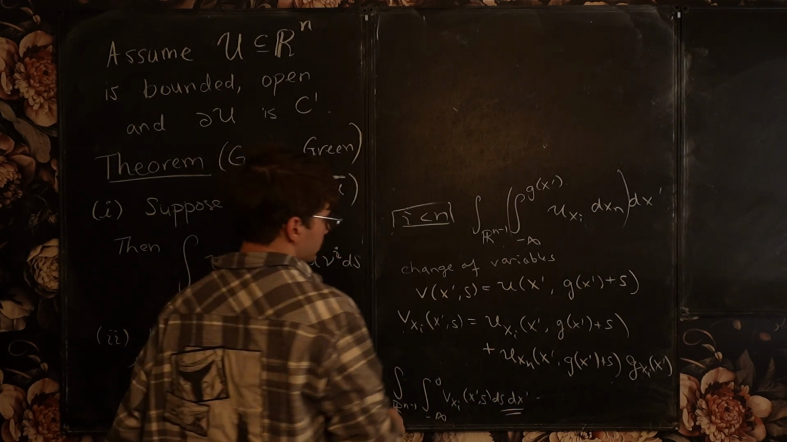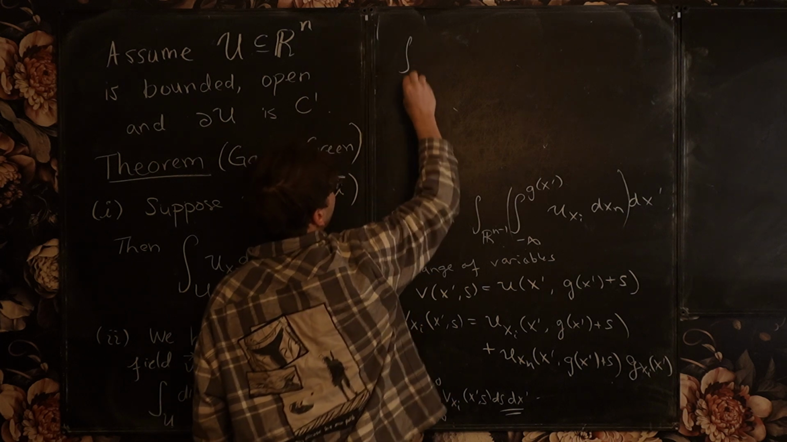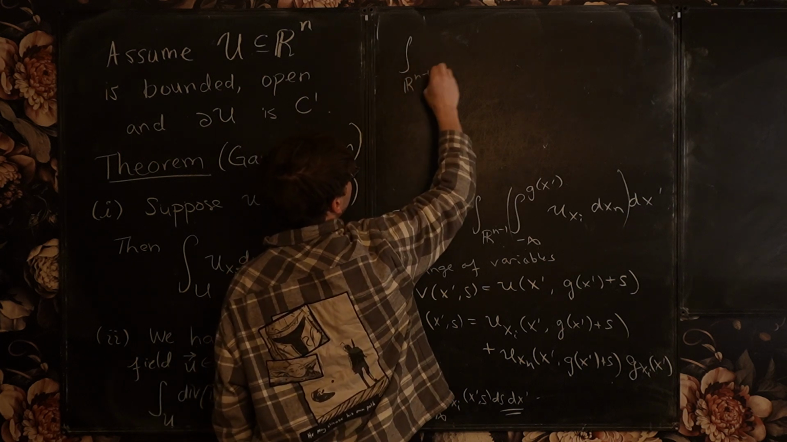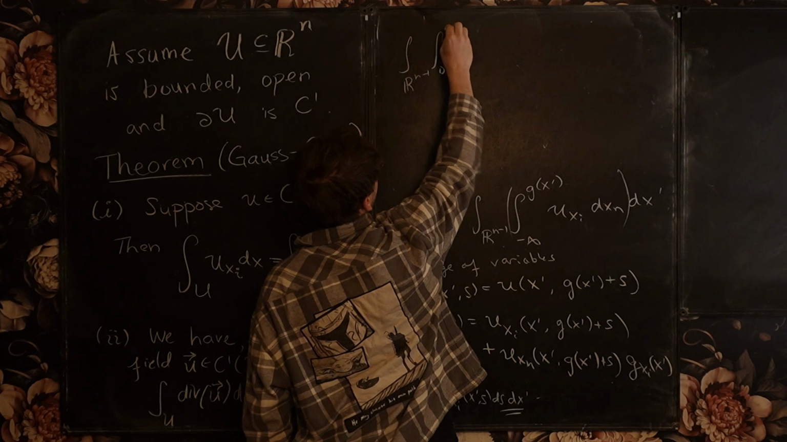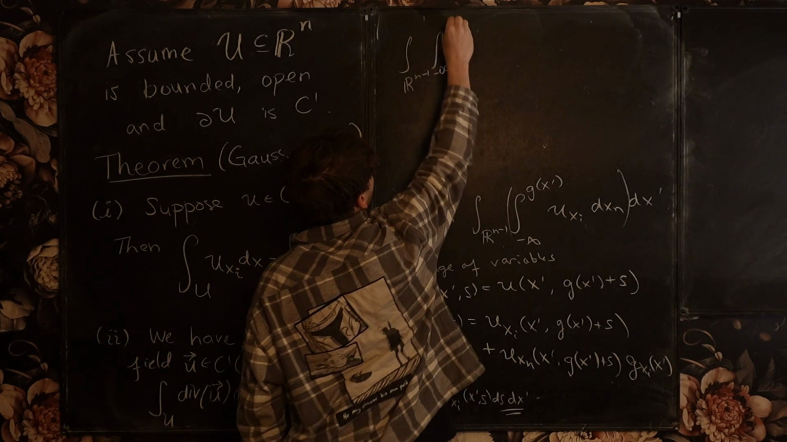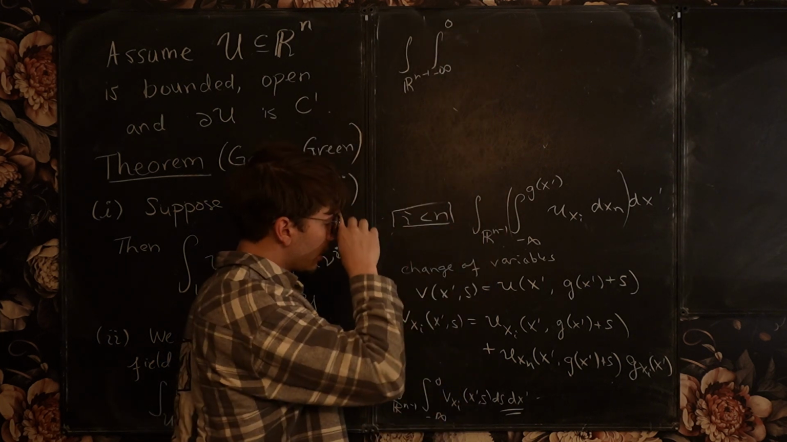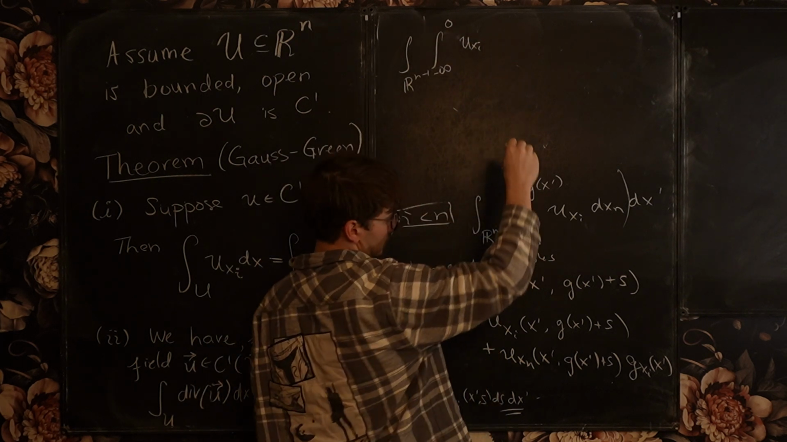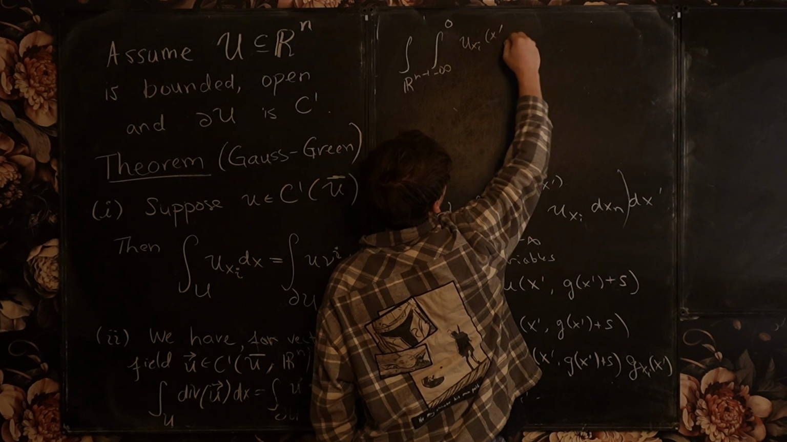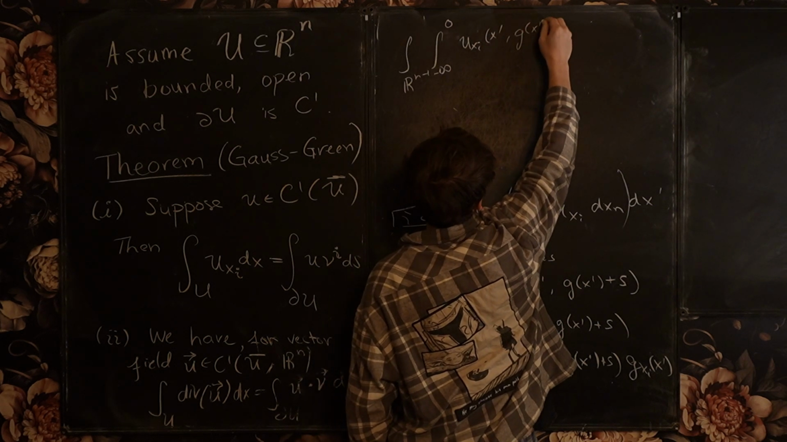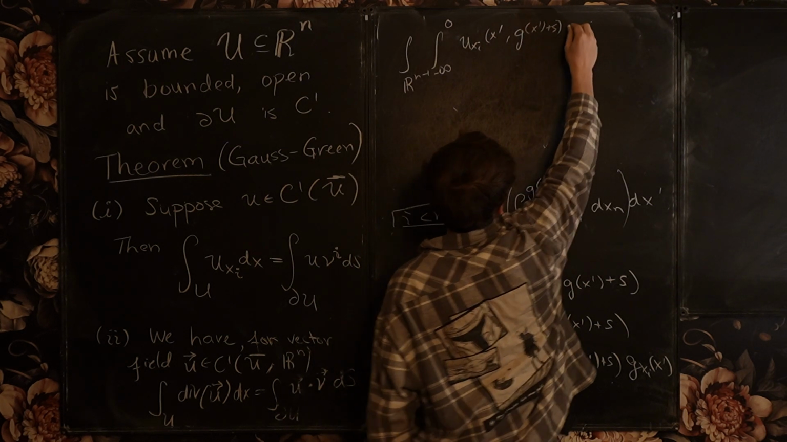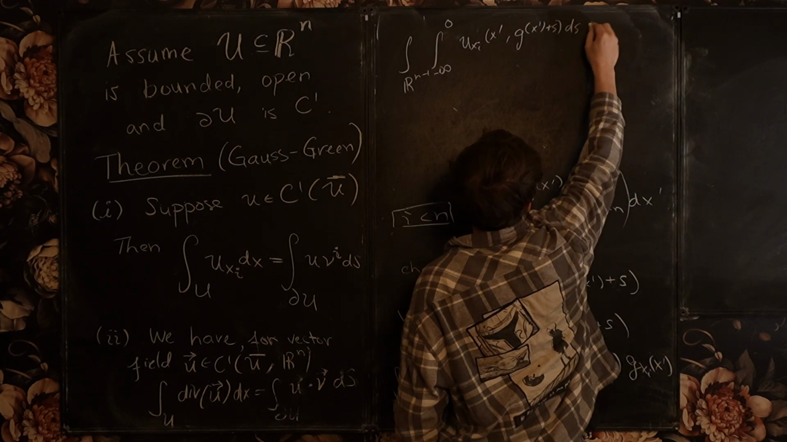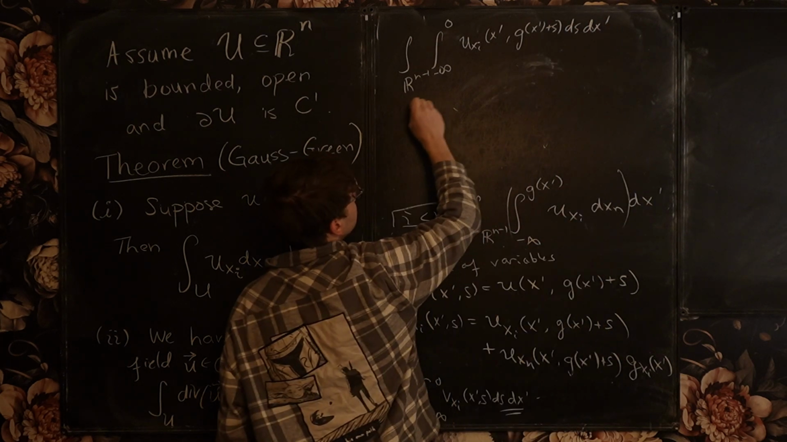Let's do that. So I have the integral over Rn minus 1, integral from negative infinity to 0, of u xi, x prime, g of x prime plus s, ds dx prime.